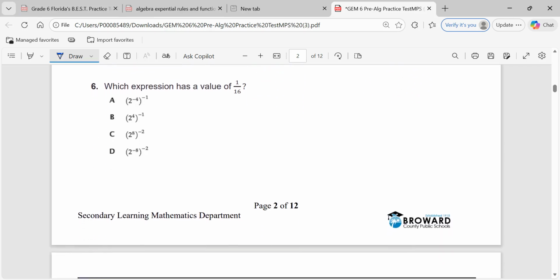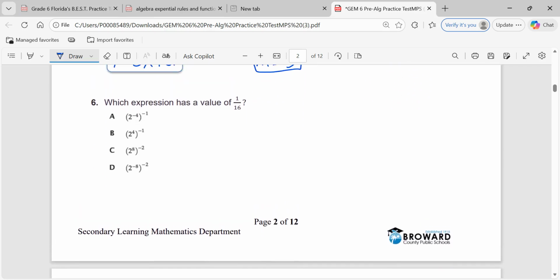All right, number 6 is your calculator work. You're going to put it in the calculator. So 1 divided by 16, you're going to find out that that is 0.0625. And then you're going to put those in the calculator and see which one gives you the same number. And it's going to be B. I'm okay with this one. This one's a little tricky. We haven't done that one in detail. So like I said, I'll be very fair.